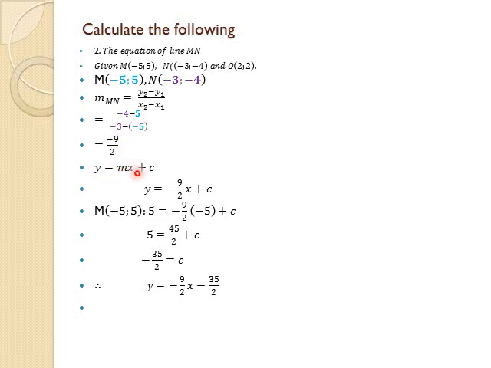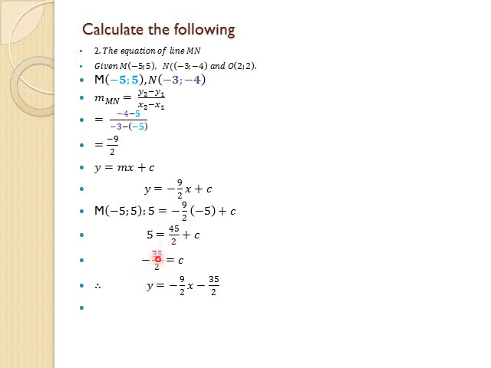So in my equation, y = mx + c, my gradient is -9/2. So y equals -9/2 x + c. Right, then I have to choose a coordinate that's on M and N, so I can take M or N. Here again, I just chose M, (-5, 5). So this states that when y is 5, x must be negative 5. Right, so negative 5 times negative 9 would give me positive 45 over 2. If I take that over, that would give me 5 times 2, 10 over 2, minus 45 over 2, which gives me negative 35 over 2.